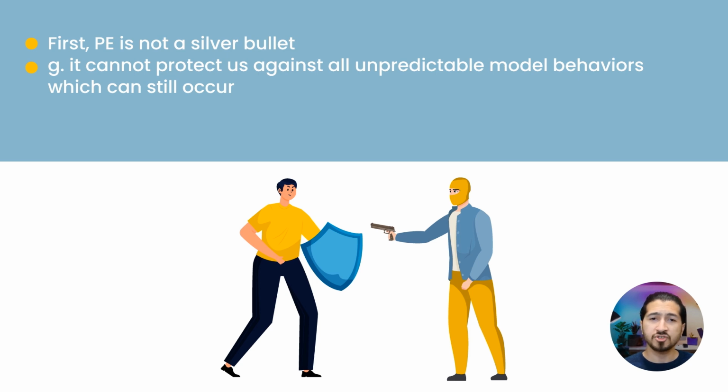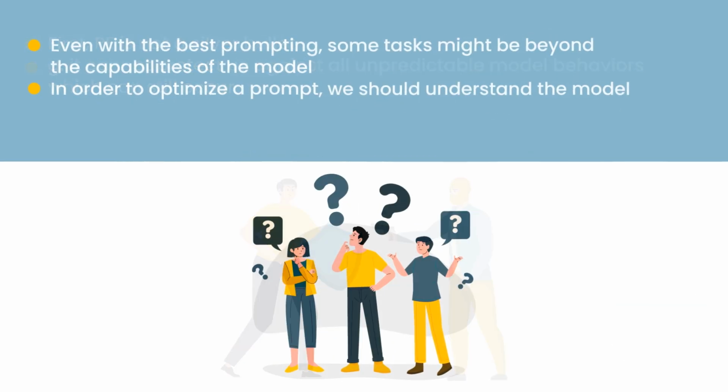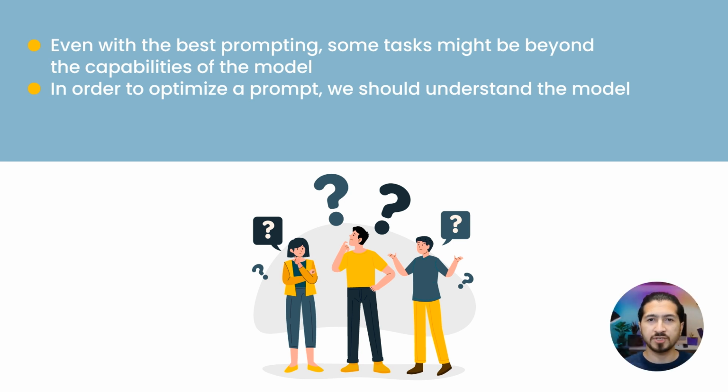First, prompt engineering is not a silver bullet. For example, it cannot protect us against all unpredictable model behaviors, which can still occur. Second, even with the best prompting, some tasks might be beyond the capabilities of the model. We should also remember, in order to optimize a prompt, we should understand the model. It is very hard to come up with an efficient prompt if we don't know how the model works and what type of prompt works better for that model.